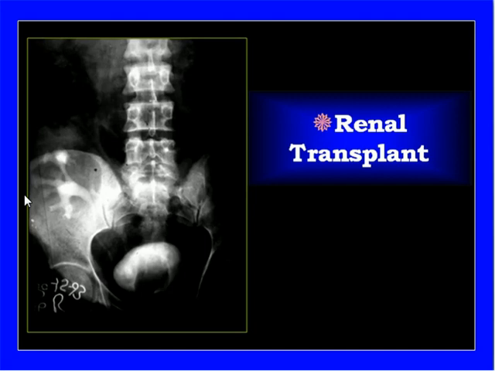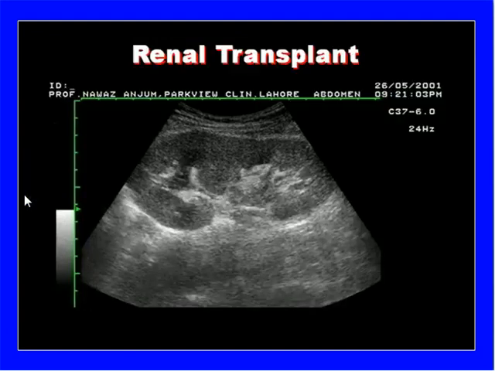Here you can see the IVP performed in the transplant kidney. Here you can see the renal system and the right iliac bone. Urinary bladder is also outlined, and there is no contrast excretion through the native kidneys. Renal transplant kidney, ultrasound picture.